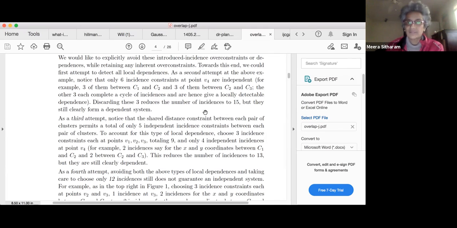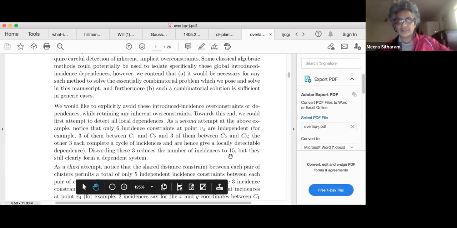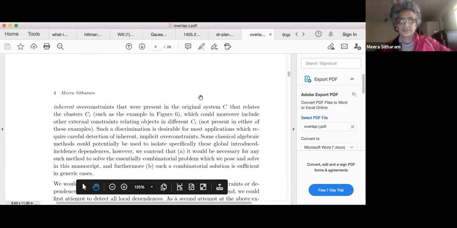So you say these two are equal, these two are equal at the point V4, then all three are equal. So the other three complete a cycle of incidences and hence give a locally detectable dependence. Okay, so discarding these three reduces the number of incidences to 15, but they still clearly form a dependent system. Okay, so this is this example.